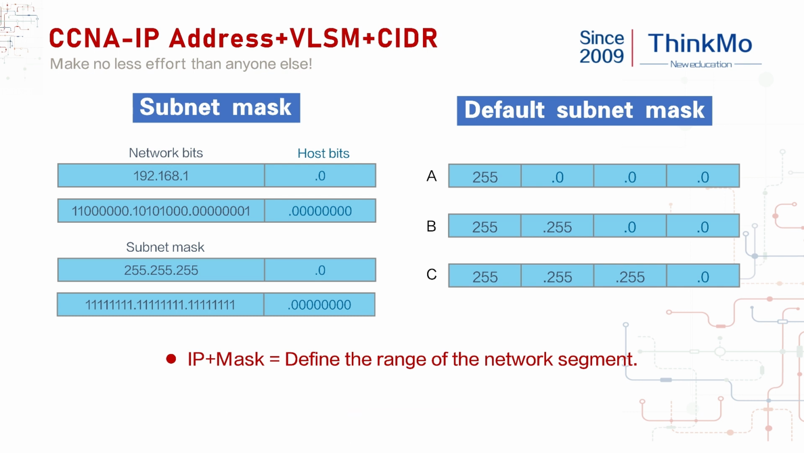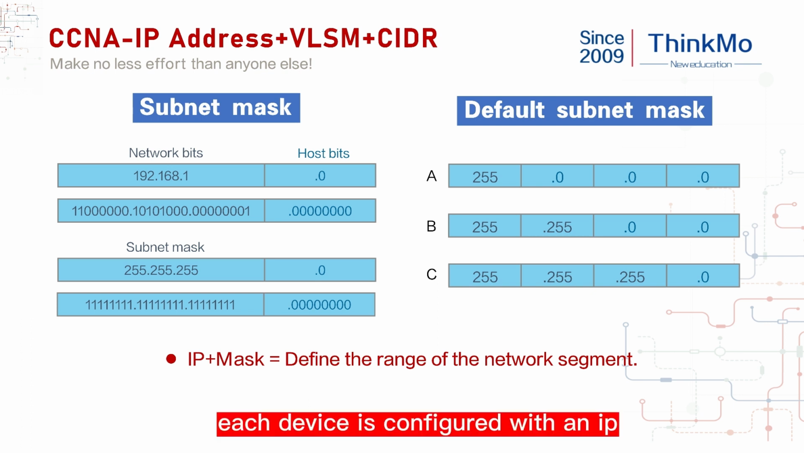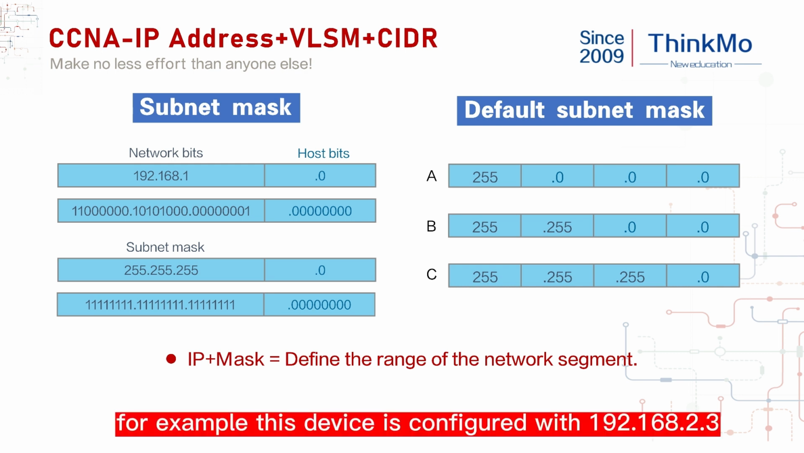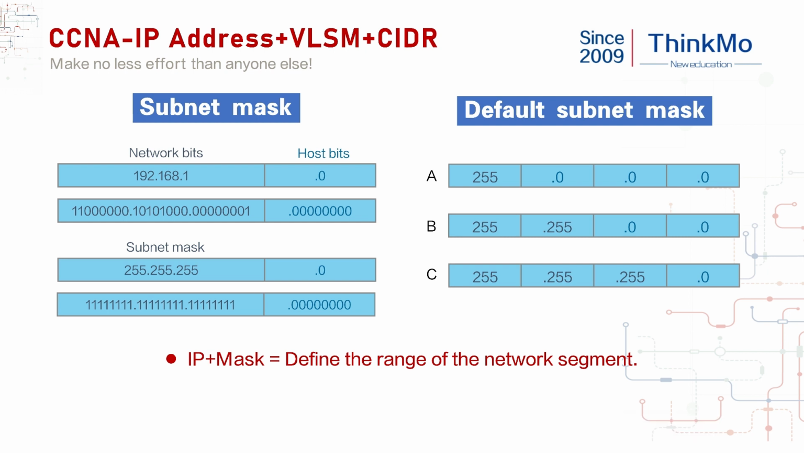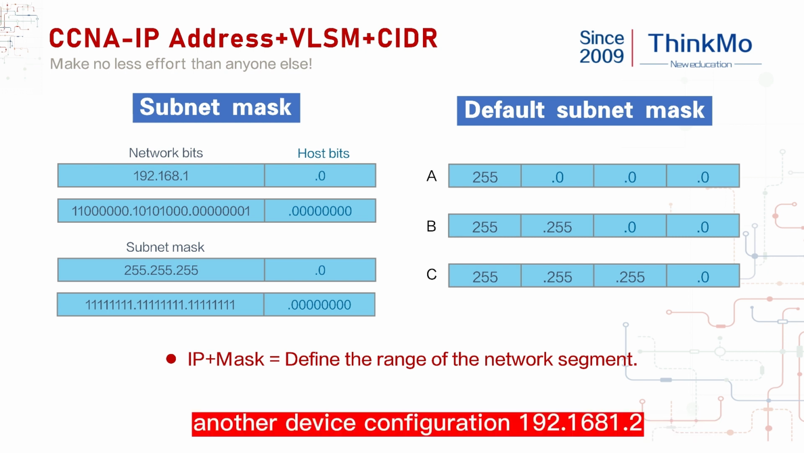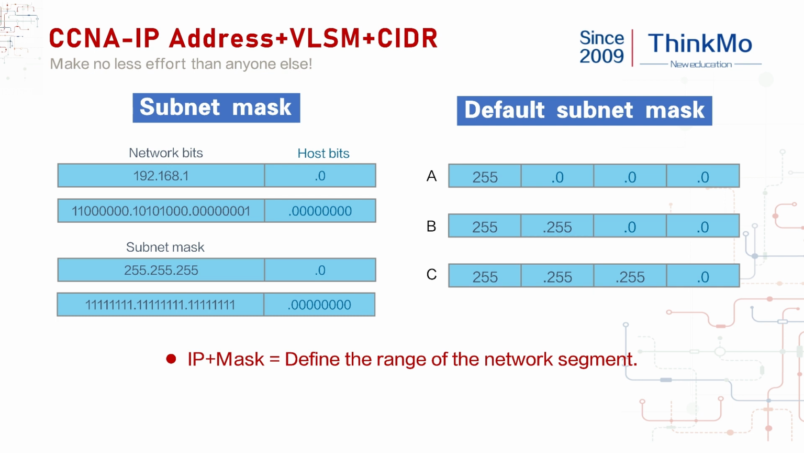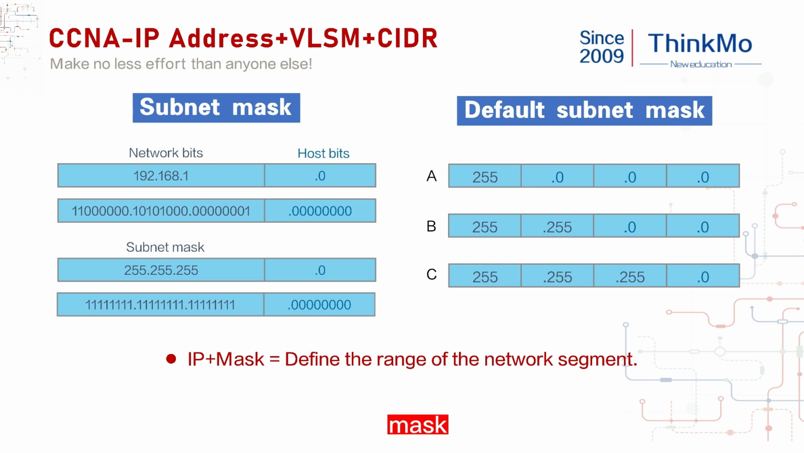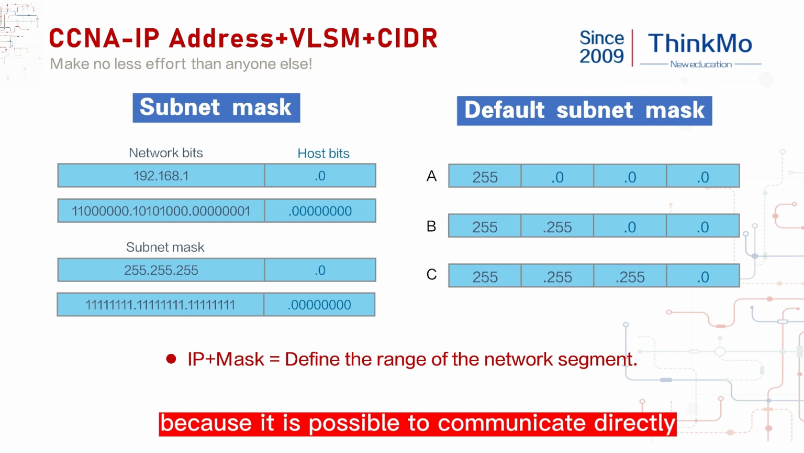So let me ask you a question. For example, now there are two devices, each configured with an IP. Can they communicate? For example, this device is configured with 192.168.2.3, and another device is configured with 192.168.1.2. Can they communicate directly? Okay, it depends on the mask. If you want to know whether you can get through, you can't tell just by looking at the address. We have to combine another parameter, the mask.